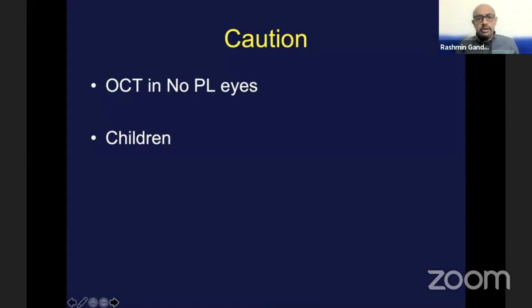A word of caution: in children, we don't have proper data to use it with confidence. And even in no perception of light, you'll have some amount of RNFL thickness, up to 30 or 40, because of the presence of glial cells. So OCT can be an adjunct in neuro-ophthalmology. It has still not reached a stage where it can be used as a substitute for a standard protocol.